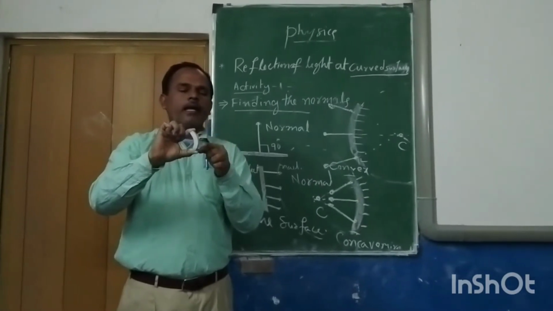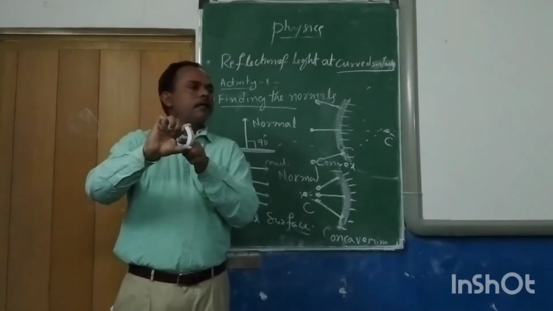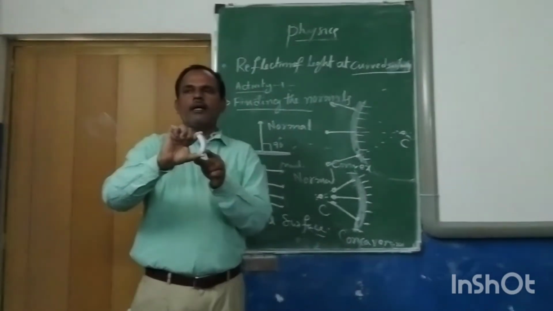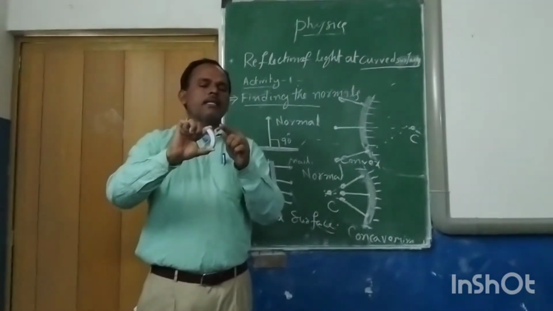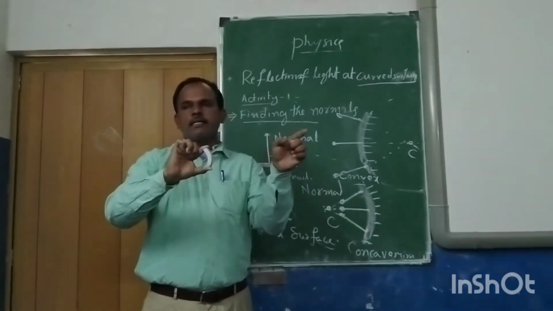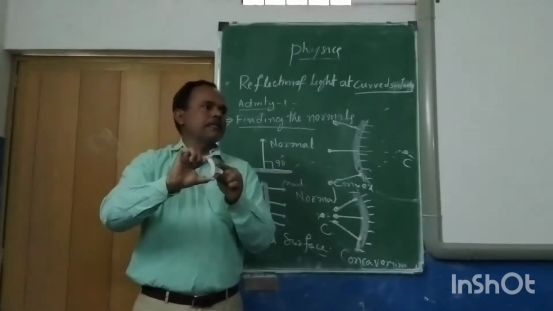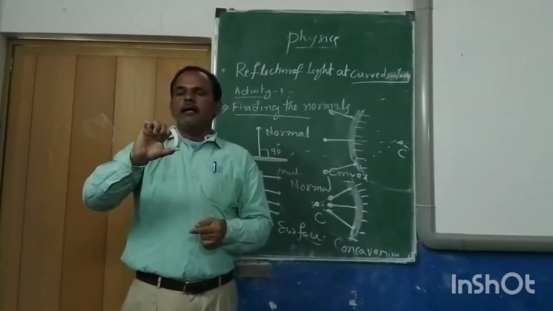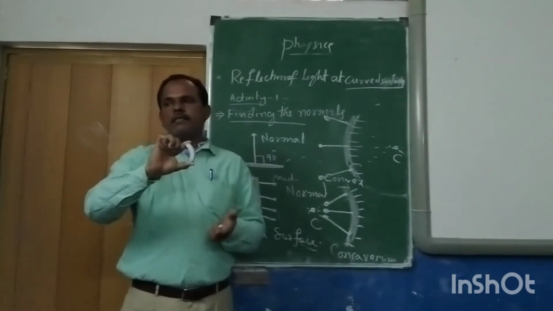All these nails are prolonged and exactly coincide at the center. Then this type of mirror is called a convex mirror, and the light is always diverging. It is not converging. That's why we can also call it a diverging mirror.